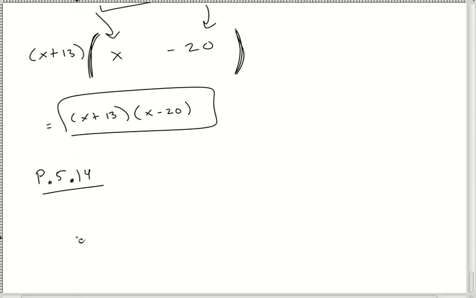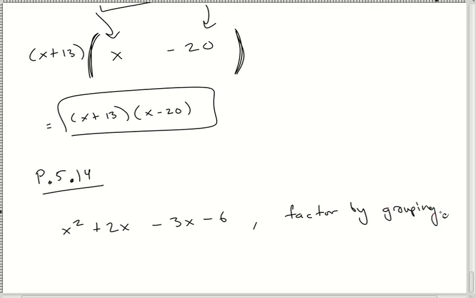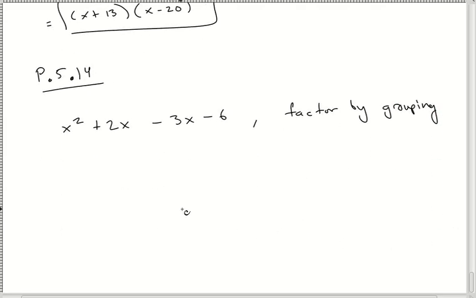P514. I got x squared plus 2x minus 3x minus 6. And they say specifically here, factor by grouping. If you've heard of this before, cool. Skip ahead to 9 minutes into the... No, I'm just joking. I have no clue where I'll be. Factor by grouping is a very particular thing. If you've seen it before, cool. If you haven't, well, here we go.